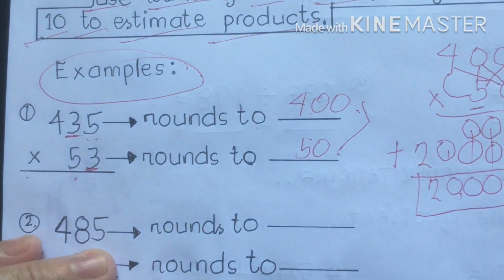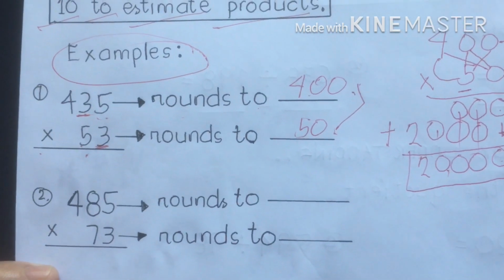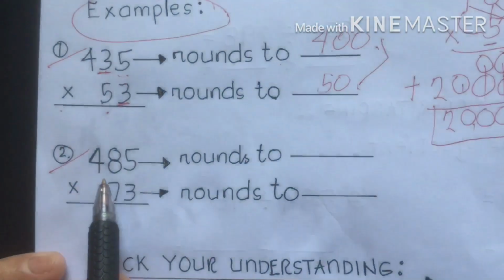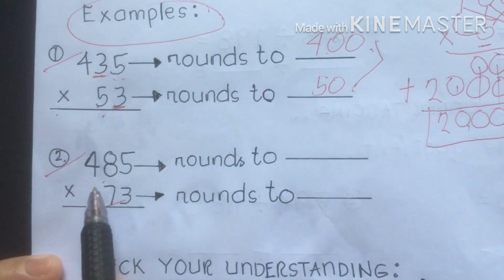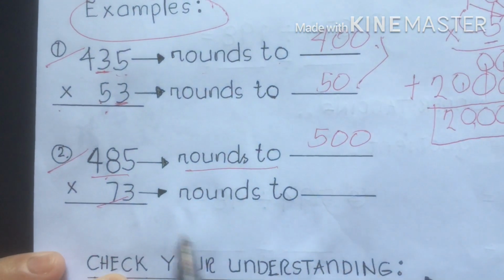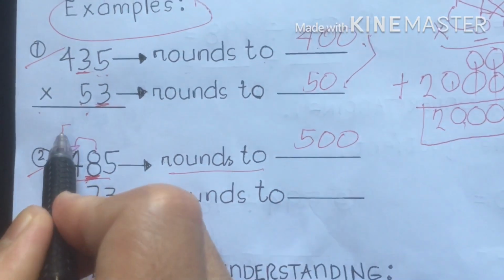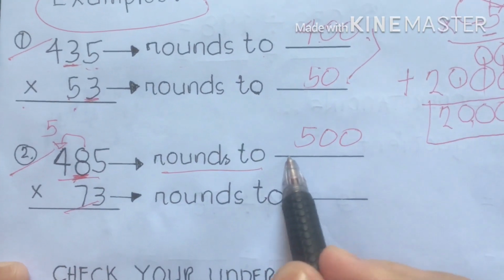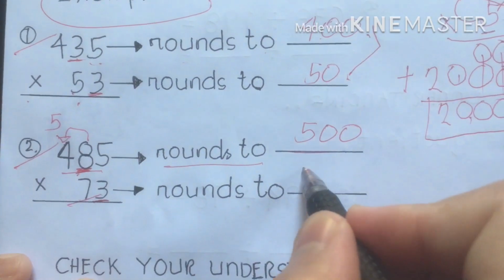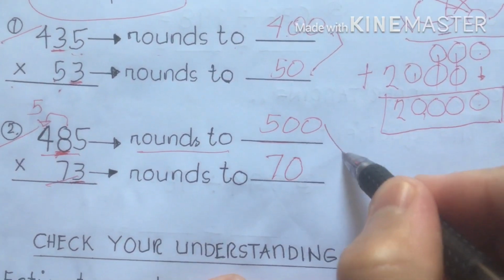That is how you are going to multiply or estimate products using the multiples of 10 to estimate the following products. Second example, we have 485 times 73. 485 class rounds to 500. Why? 8 is rounding up. So 8 plus 1, 4 becomes 5. This is rounding up. That's why 500. 73, 3 is rounding down. So 7 is still 7, and we add 0. That is 70. Now we are going to start multiplying 500 by 70.